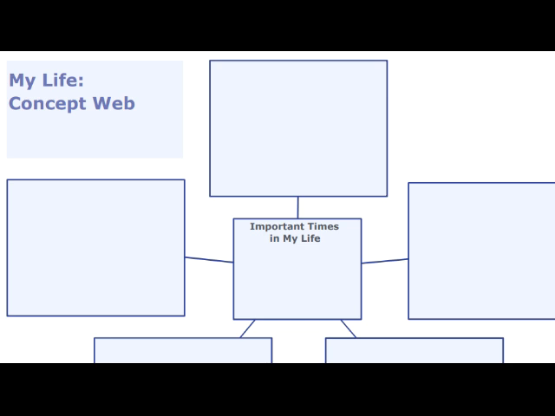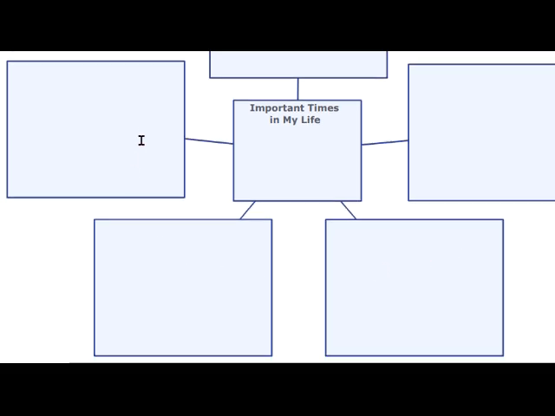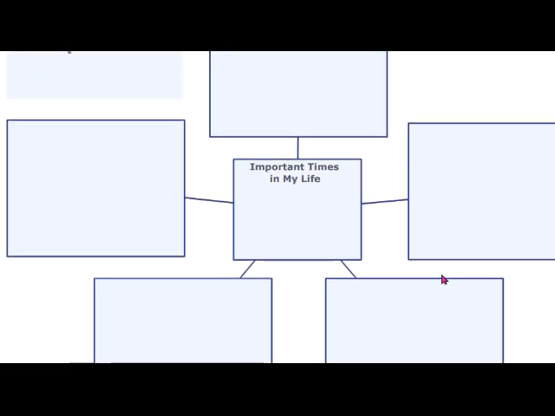Now, if you don't have a printer and you can't print this, that's okay. You can make a concept web just on a blank sheet of paper. That will be perfectly fine. You just want to make sure that you've got this middle section with the title, Important Times in My Life, and then these 5 squares or boxes around it where you're going to write just a short sentence each about things that happened in your life. So let's go ahead and look at my example.